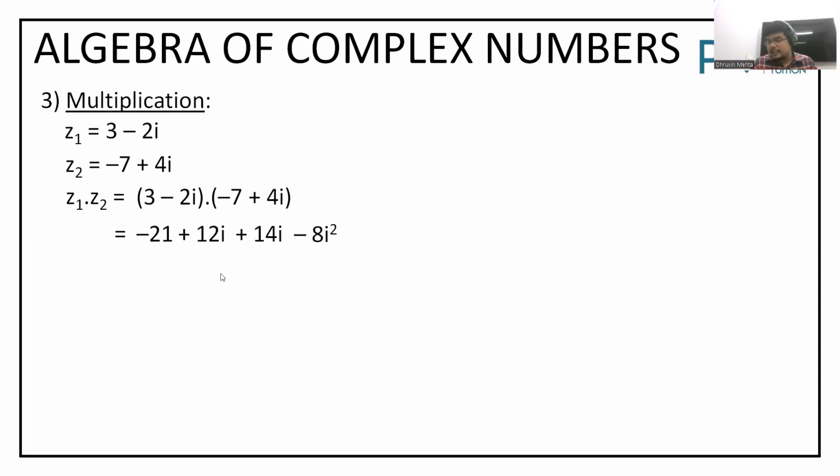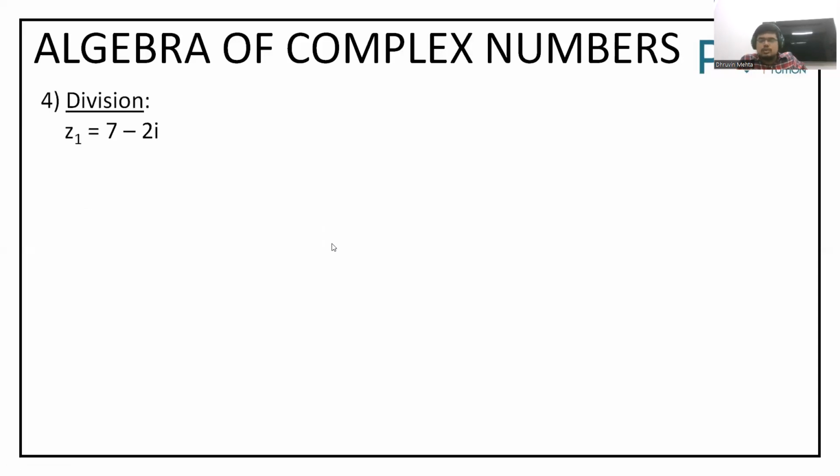Now what can we do with i square? i square is minus 1. Here we have 12i plus 14i, which will become 26i, and i square is minus 1. So minus into minus becomes plus, so we get plus 8. And minus 21 plus 8 will be minus 13. So this is our answer: minus 13 plus 26i.